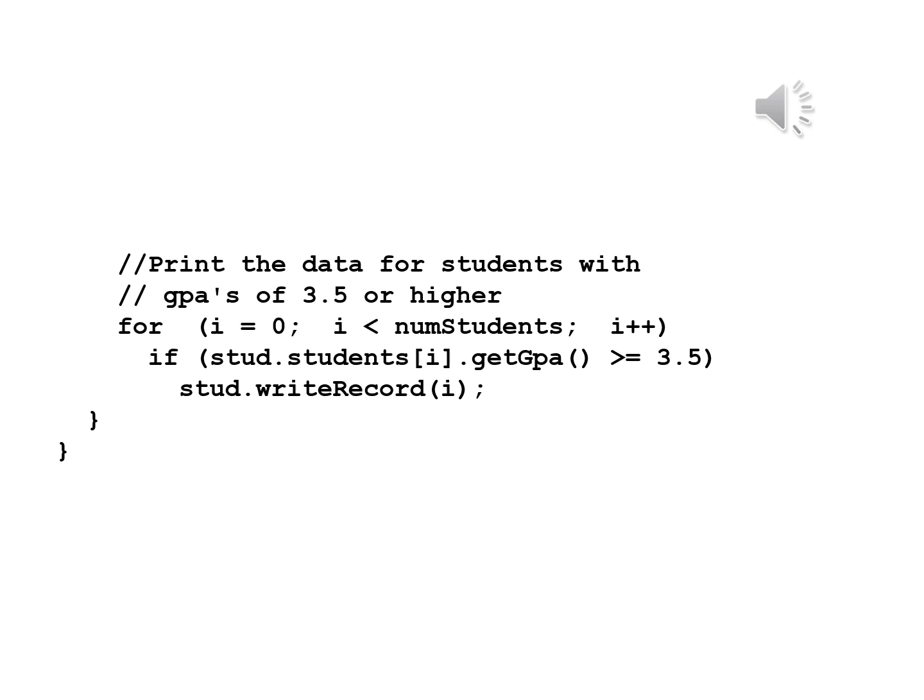For i equals 0, i is less than num students, i++, and here's the condition determining whether or not we print. If stud.students sub i dot get GPA is greater than or equal to 3.5, stud.write record i. So it will be the ith record that we write for this student. The close brace is for main, and then the other one is for the class. And with this ends lecture 6.